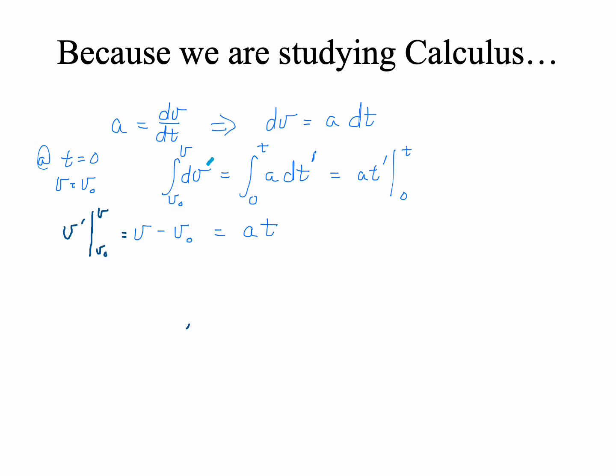Okay, and so when I integrate dv prime, what I get is v prime evaluated from the initial velocity to the final velocity, which is just the difference in velocity, the change in velocity. And when I integrate the acceleration times dt prime, I get acceleration times t prime from 0 to some time t, and that's just the acceleration times time. And hopefully you can see with just a little bit of rearranging, this becomes equation 1. Just bring the v0 over to the other side of the equation. All right. Hopefully no issues there.